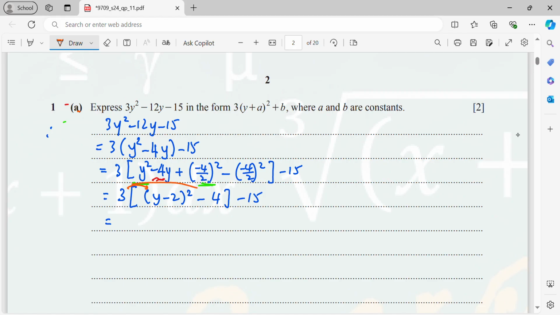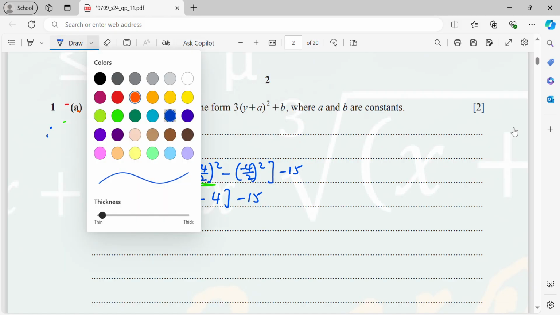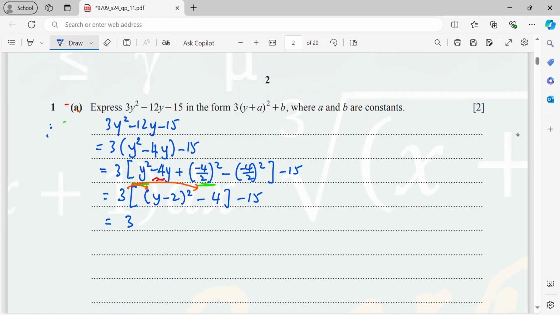So just bring it in, and you will be getting the answer. Here I will be getting 3 bracket y minus 2 squared. So 3 times minus 4 is minus 12, then followed by minus 15. At last, you will be getting 3 times y minus 2 squared minus 27. So that's all for the solution of 1a.